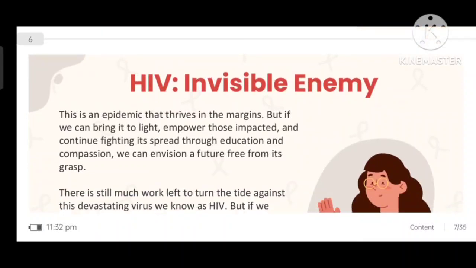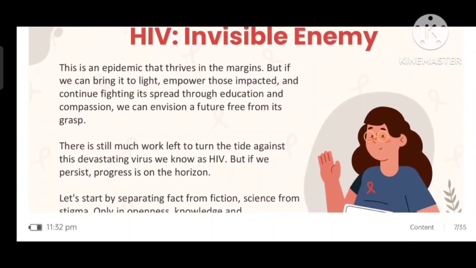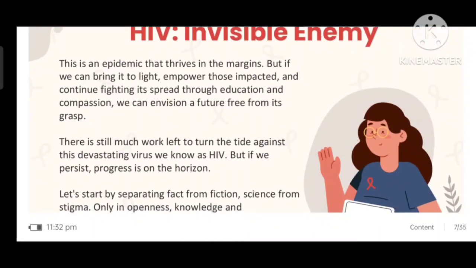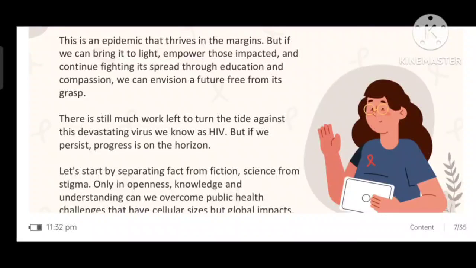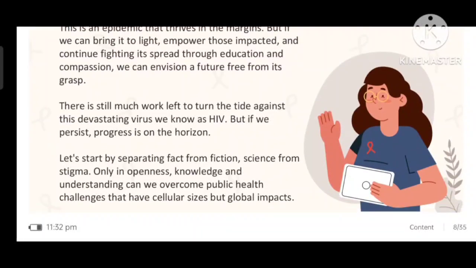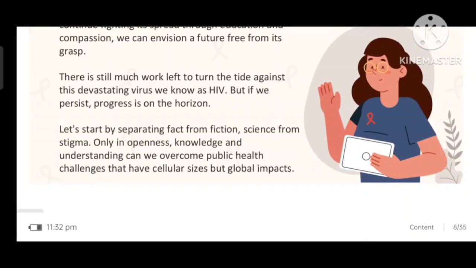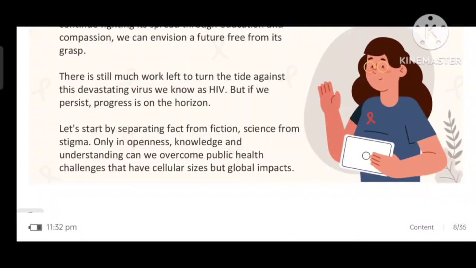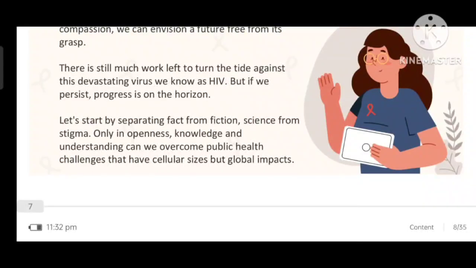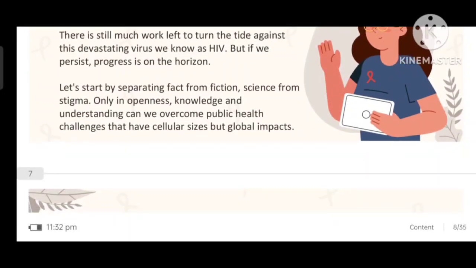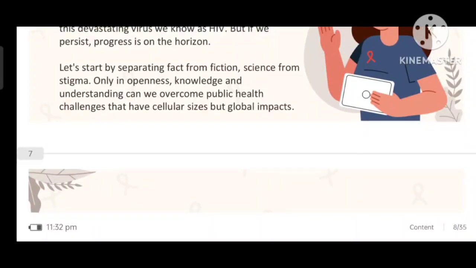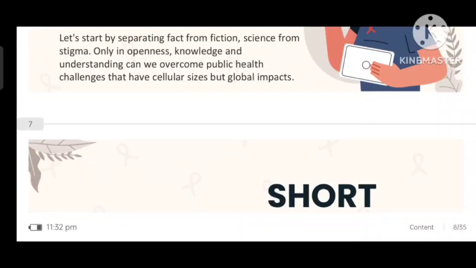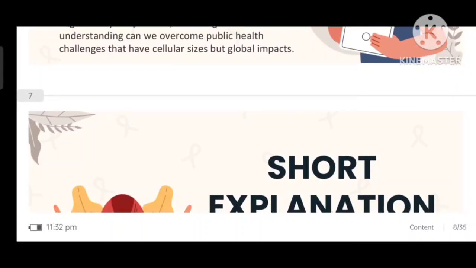This is an epidemic that thrives in the margins, but if we can bring it to light, empower those impacted, and continue fighting its spread through education and compassion, we can envision a future free from its grasp. There is still much work left to turn the tide against this devastating virus we know as HIV. But if we persist, progress is on the horizon. Let's start by separating fact from fiction, science from stigma. Only in openness, knowledge, and understanding can we overcome public health challenges that have cellular sizes but global impacts.